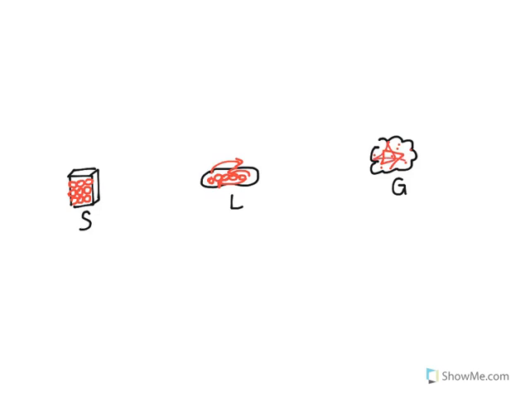So the first thing that we want to know is, what are the transitions called? To go from solid to liquid, you need to add energy, or you need to increase the temperature. Well, it should be obvious. Going from solid to liquid is called melting.